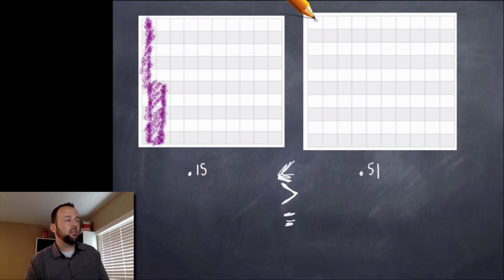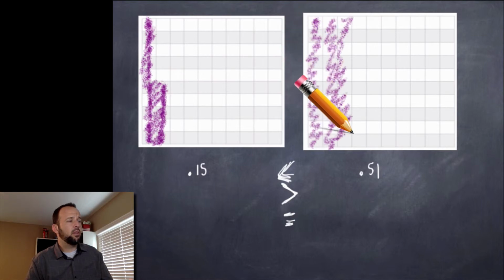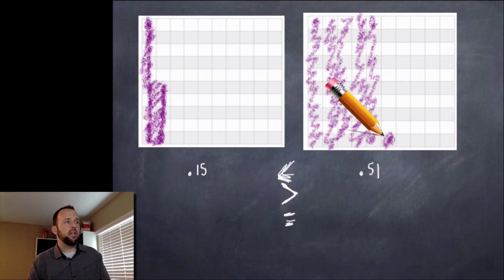Let me do that over here. So this is 51 hundredths, so I know it's going to be 10, 20, 30, 40, 50, and one more hundredth. Or I could have thought of it as 5 tenths, 1, 2, 3, 4, 5 tenths, and 1/100th.